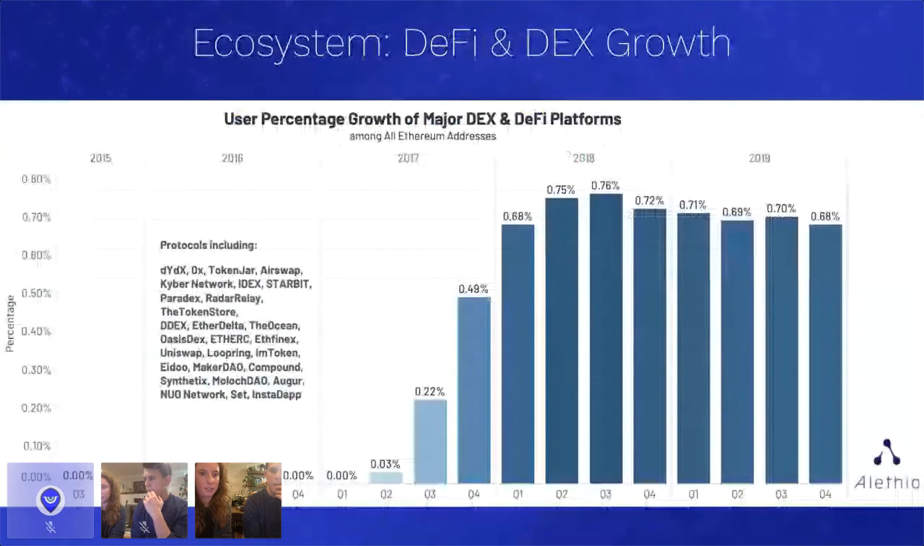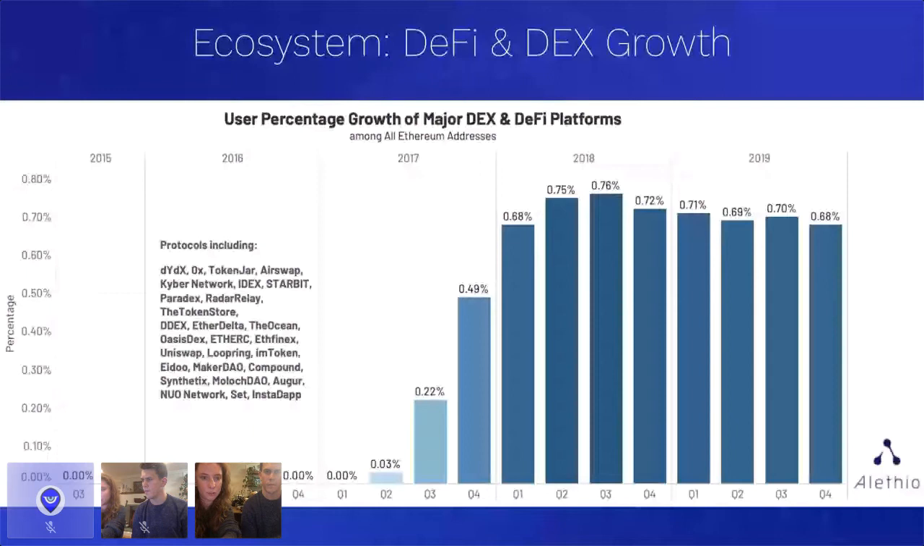Moving on to DeFi and DEXs. Decentralized finance, sometimes called open finance, has been a huge area of growth in Ethereum over the last year. This graph shows the cumulative percentage of addresses on Ethereum that have transacted with a DeFi protocol, including DEXs, over time. For example, in Q2 of last year, all the addresses that since 2015 have interacted with the DeFi platform made up 0.69% of all the addresses on Ethereum in that quarter, which was about 88 million.